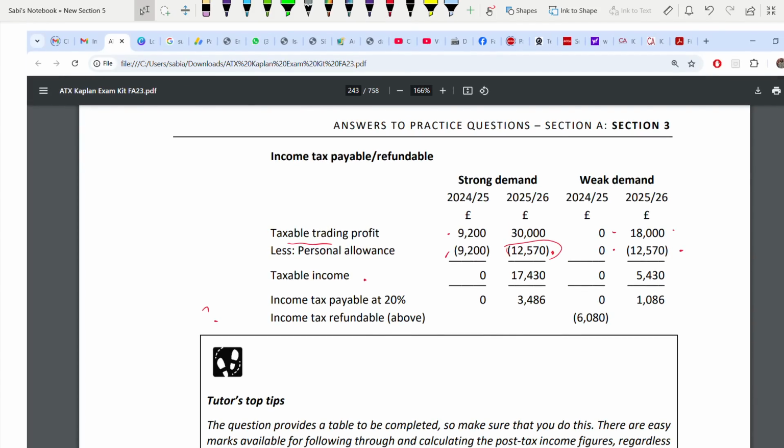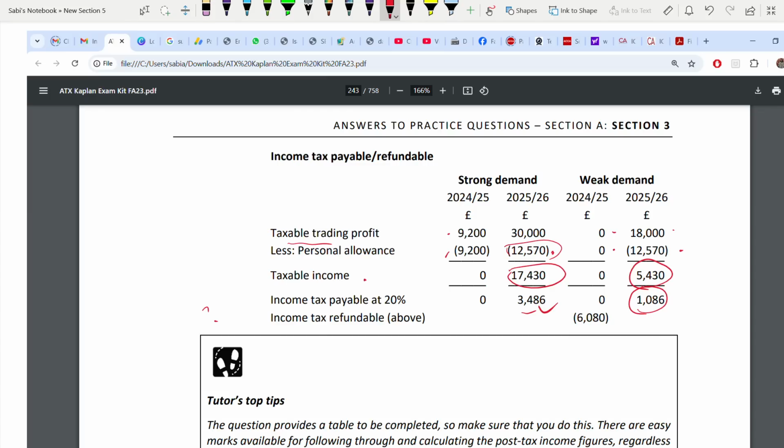Now, in this scenario, on this you are going to pay 20% tax. Basic rate. Done. So this is done. Strong demand completed. Coming to the second one. On this you are going to pay tax at 20%, but you are going to get a tax refund of 6,080.